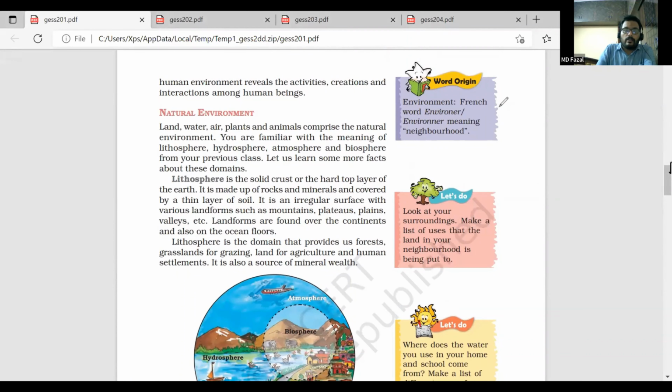Here it is very basic, but definitely I have to cover the entire area. So lithosphere, you must be knowing lithosphere. What does it comprise? Litho is nothing but the land area, or we can say the crust of the earth, which comprises what? All the mountains, plateaus, plains, valleys, etc.